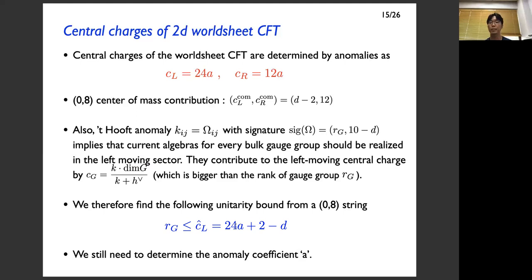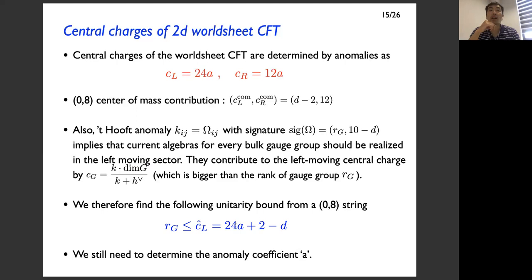I have one question. Even in the previous case, when the series saturate this bound, does it mean the left moving sector is always written in terms of this current algebra? Yes, yes.